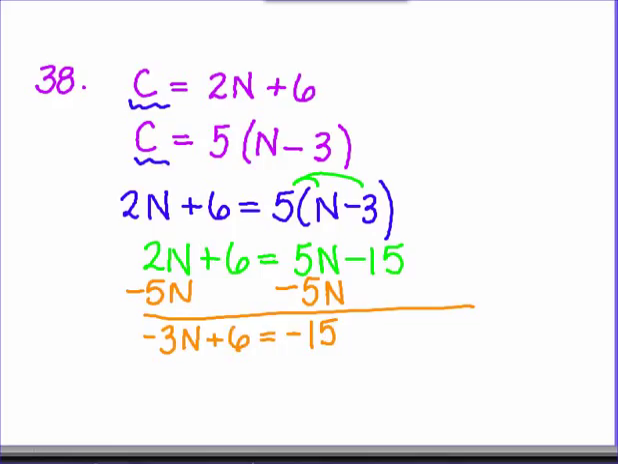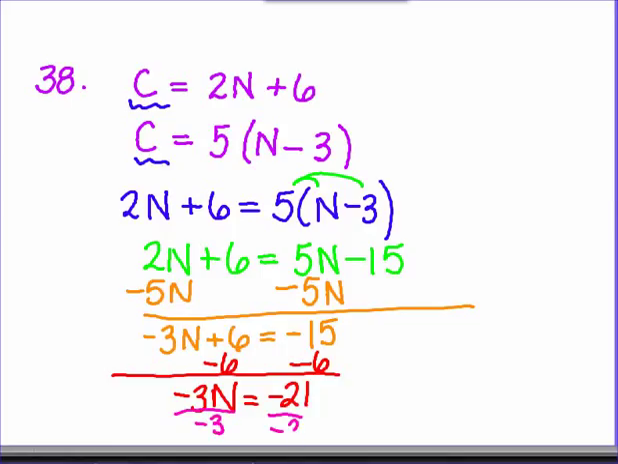What do you do now? Move the 6. Good. So I end up minus 6, minus 6, and I get negative 3n equals what? Negative 21. What do you do now? Divide by negative 3. So what does n equal? 7. So now what does 7 tell us? 7 quarters. Nora has 7 quarters. Nora's number of quarters was n.